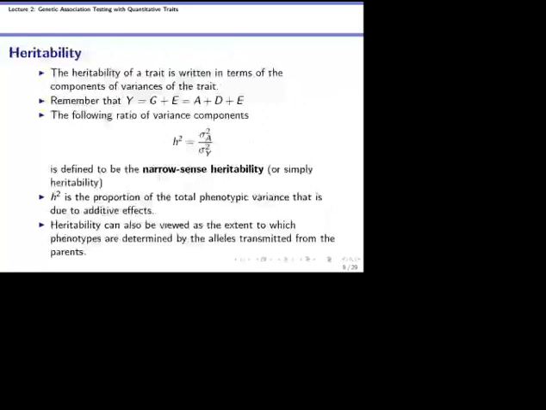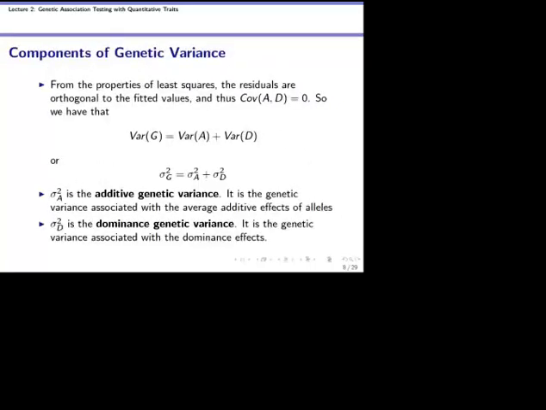So what is heritability? Has everyone heard about heritability? Okay. So once again, I'm saying the variance of my genotypic values can be written in terms of the variance due to the differences I see due to additive effects, plus the variance due to dominance effects.